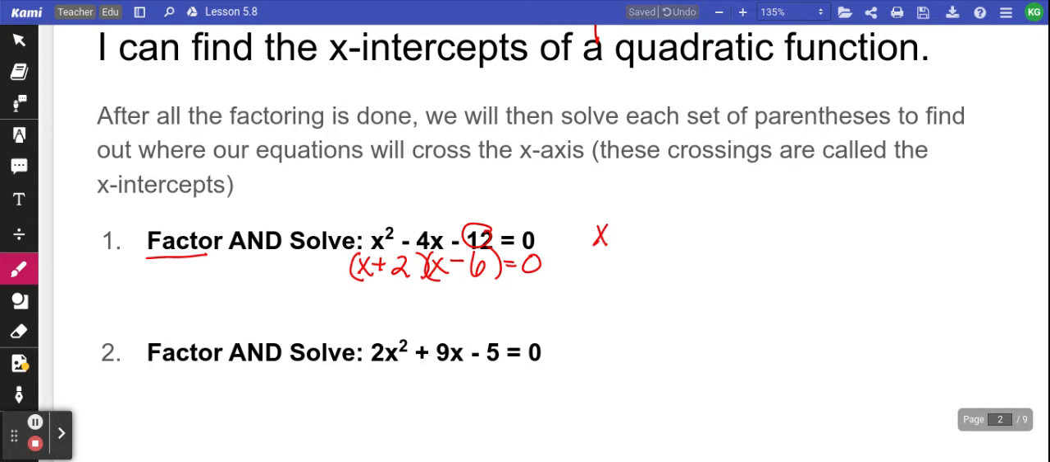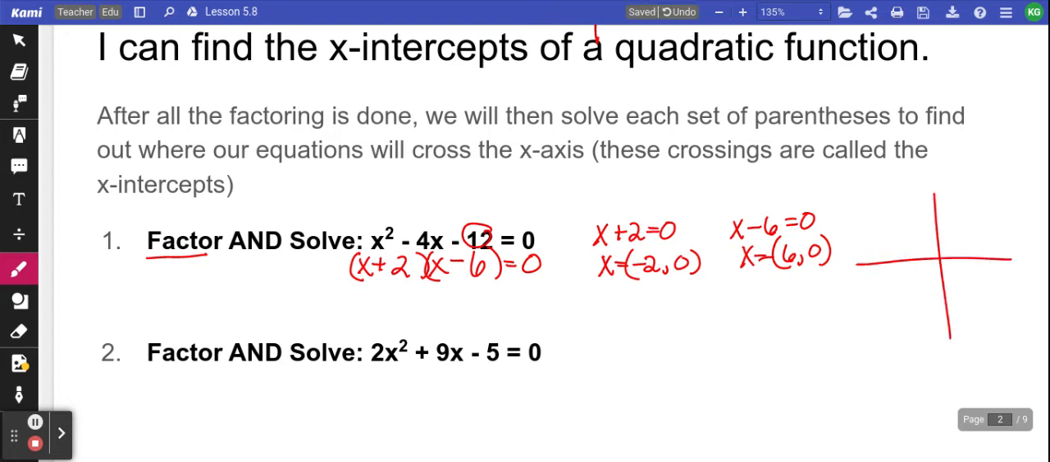So the first one I'll solve is x plus 2 equals 0. Subtract 2 from both sides. And there's my first x-intercept. And the second one, x minus 6 equals 0. Add 6. And my second intercept is 6, comma, 0. So this parabola, if I was going to graph it, would cross at 6, comma, 0 and negative 2, comma, 0.